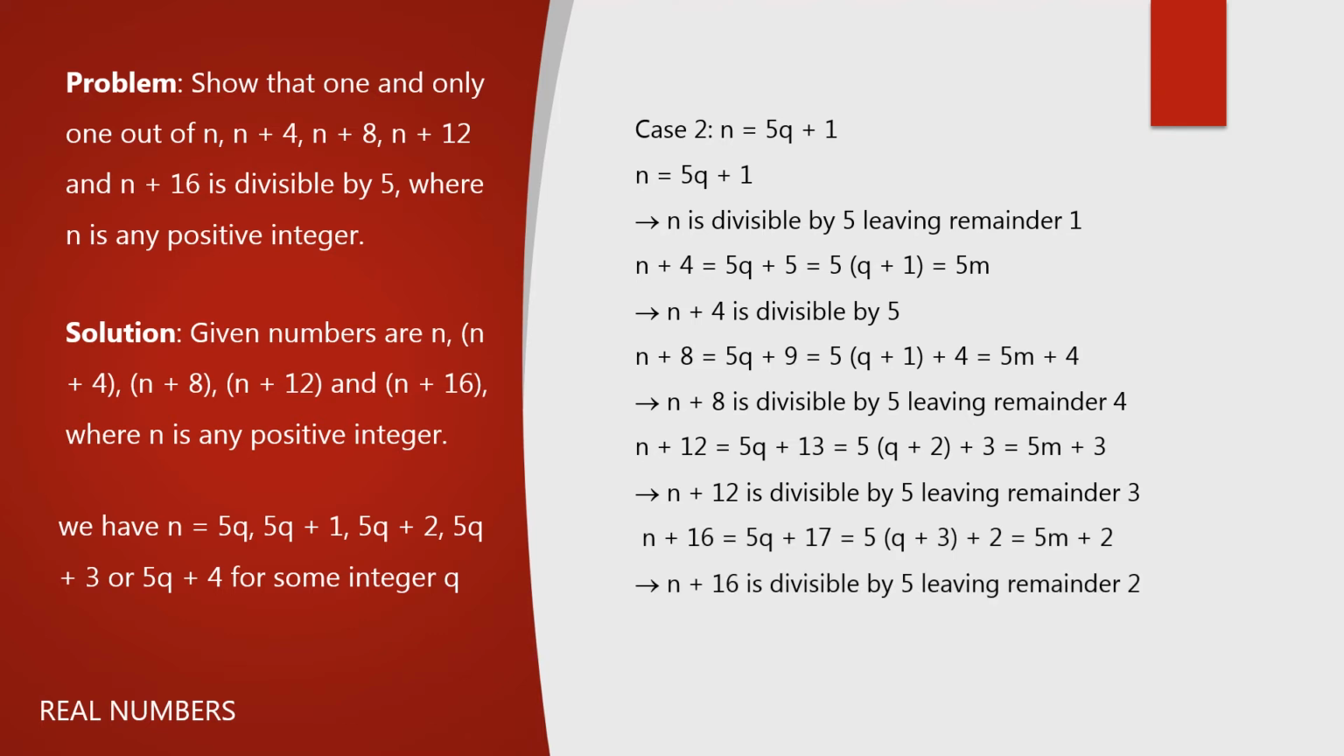Similarly, let me check with n plus 16. N plus 16 is divisible by 5, leaving remainder 2, because n plus 16 is 5q plus 17, that is 5 into q plus 3, plus 2, that is 5m plus 2. Now the remainder is 2 only. Therefore n plus 16 also gives a remainder. That means n plus 16 is not divisible by 5. From this case 2, only n plus 4 is divisible by 5, whereas the remaining 4 are not divisible by 5. Therefore clearly only n plus 4 is divisible by 5.